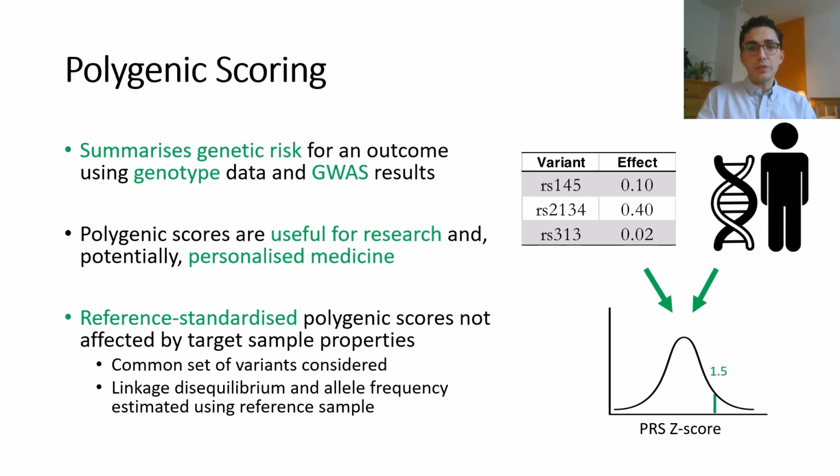Often in research, these factors vary depending on the target sample, using the intersect of variants between the target sample and the GWAS, and using estimates of linkage disequilibrium and allele frequency from the target sample itself.